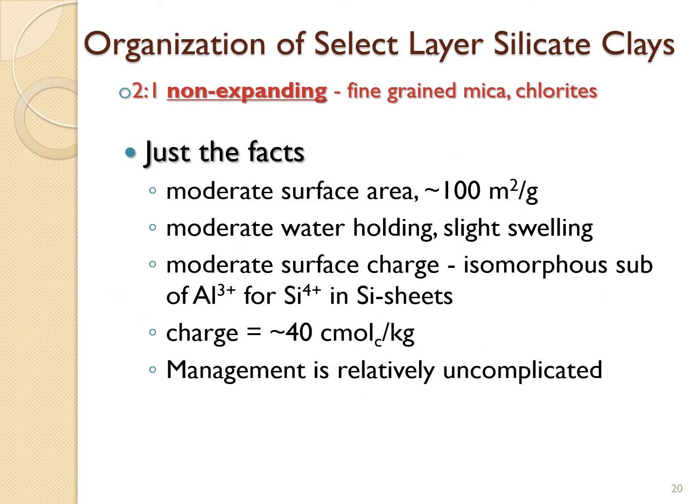All right, so some facts about the 2-to-1 non-expanding fine-grained mica. It has a moderate surface area, moderate water holding, slight swelling, but not a lot. Moderate surface charge because of some isomorphous substitution of aluminum for silica in the tetrahedral sheets. The charge is around 40 centimoles charge per kilogram of soil. And management of these soils is relatively uncomplicated because they really don't swell that much. They've got that interlayer of potassium holding them together. So they're relatively uncomplicated to manage.